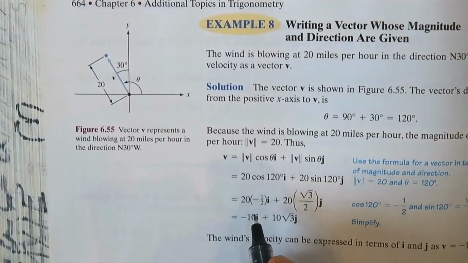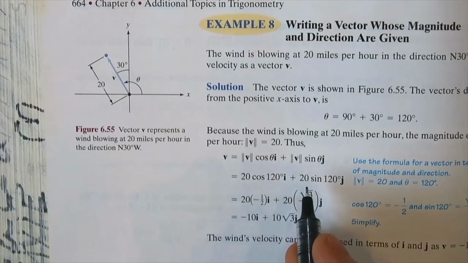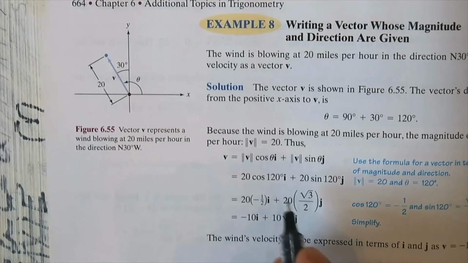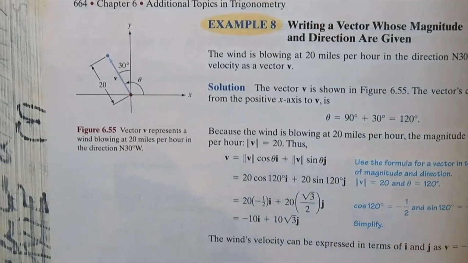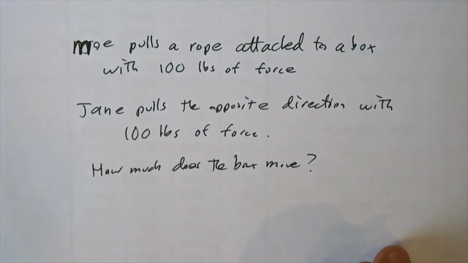Right there, negative a half, negative 10. 20 times the sine. You could use your calculator. They looked it up, so they got the radicals here. Did a little canceling, 10 radical 3. If you did it in your calculator, you might have a decimal here. But there's your vector. Okay, this last part is the physics thing.